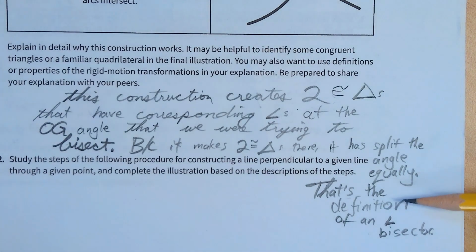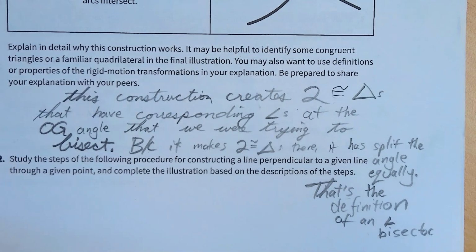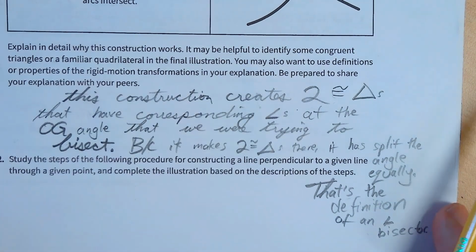So lots of times proofs will end with definition of a bisector, or definition of that, or definition of this. What you should be thinking of is that's the definition of the thing. We're trying to prove a thing. We've proven the definition of the thing. Therefore, we proved the thing. All right. You can pause and write that down.